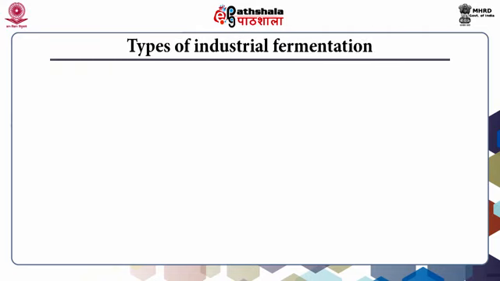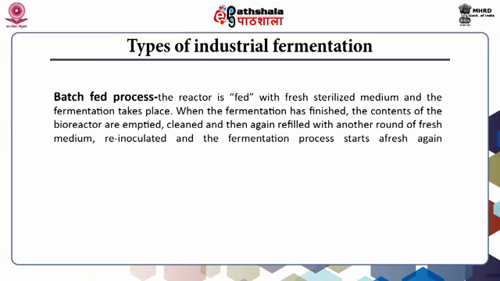In industrial processes, batch fed and continuous fermentation processes are most common. What is the batch fed process? In the batch fed process, the reactor is fed with fresh sterilized medium and the fermentation takes place. When the fermentation has finished, the contents of the bioreactor are emptied, cleaned and then again refilled with another round of fresh medium, which is further inoculated and the fermentation process starts afresh again. Thus, fermentation is said to occur in batches.